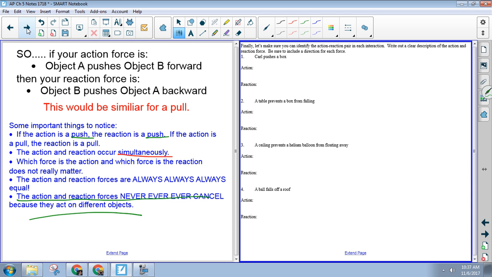Do we need to run through these examples? If Hecker pushes Zach, Zach pushes Hecker. Pen pulls Earth, Earth pulls pen. Okay, sure.